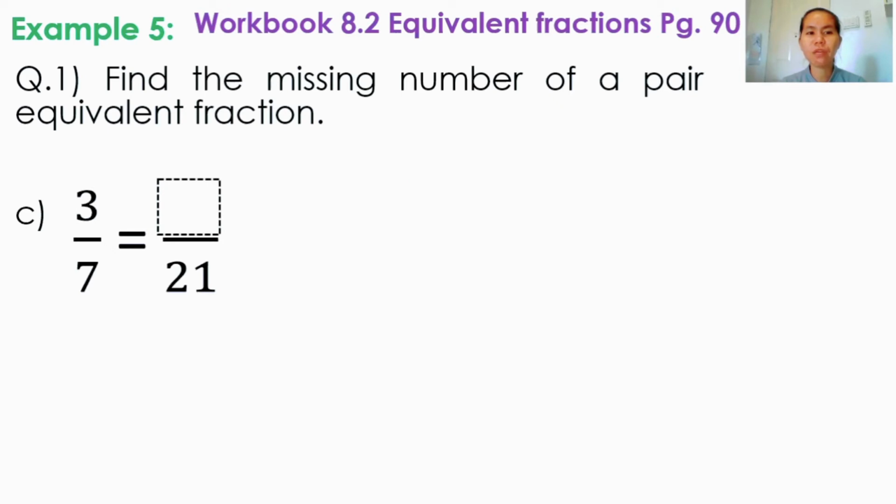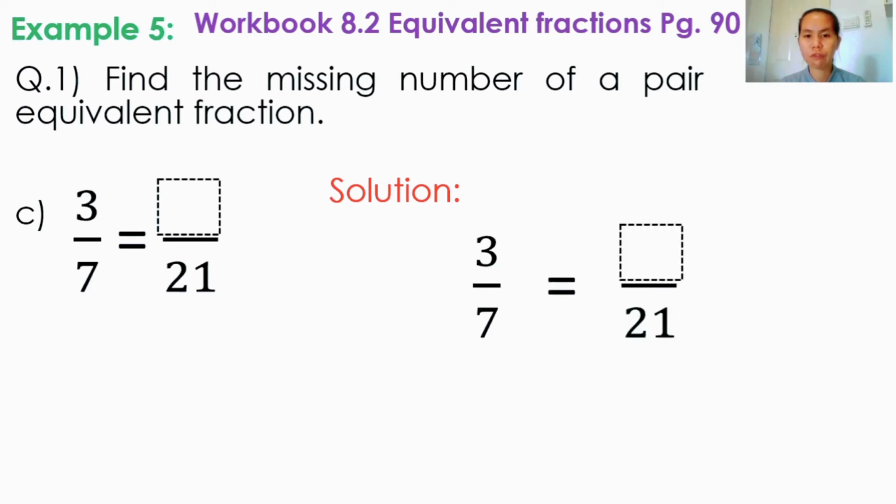Another example, 3 over 7 is equal to blank over 21. This time, the numerator is missing, okay? But the process is the same. So we have 7 is equal to 21. What are we going to do with number 7 to make it equal to 21?